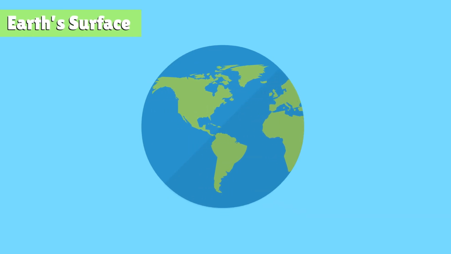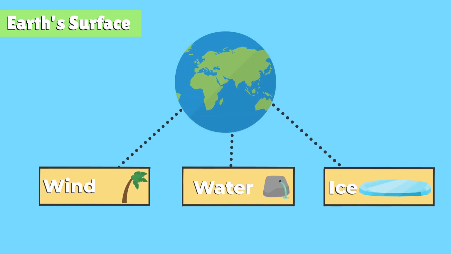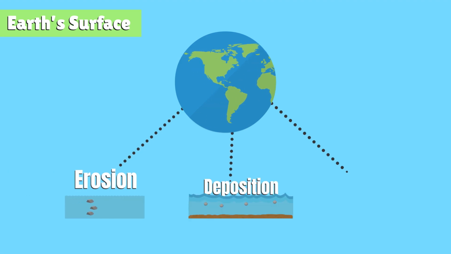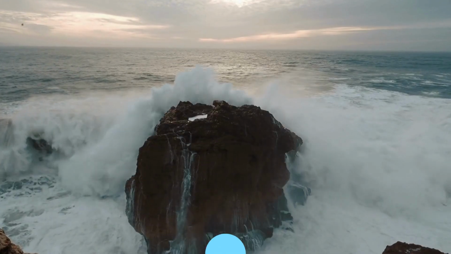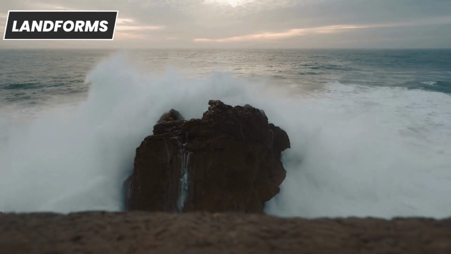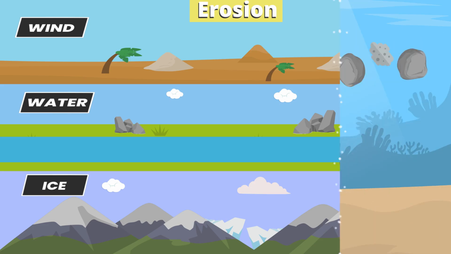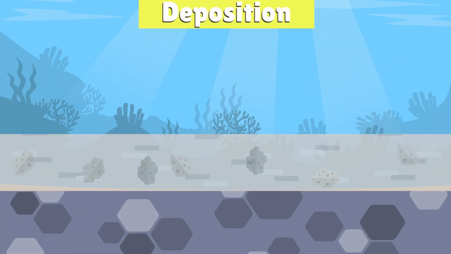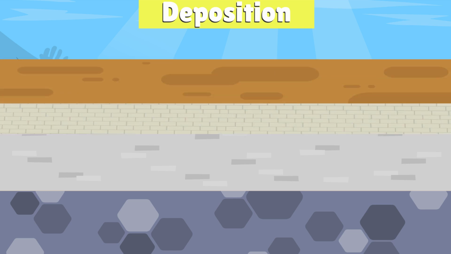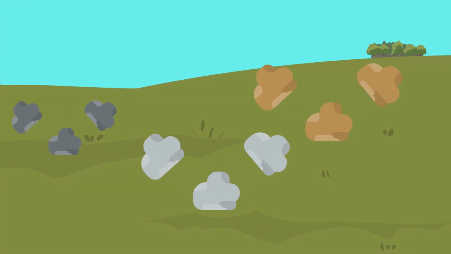Earth's surface is constantly being shaped by natural forces such as wind, water, and ice. These forces cause gradual changes through processes like erosion, deposition, and weathering. When sediments are carried away by these forces, they are deposited elsewhere, building up new landforms over time. Here's how it works. Erosion occurs when wind, water, or ice moves sediments from one location to another. Deposition is the process where sediments settle out of the transporting medium, like water or wind, and accumulate to form new landforms. Weathering is the breakdown of rocks into smaller particles, often a precursor to erosion and deposition.